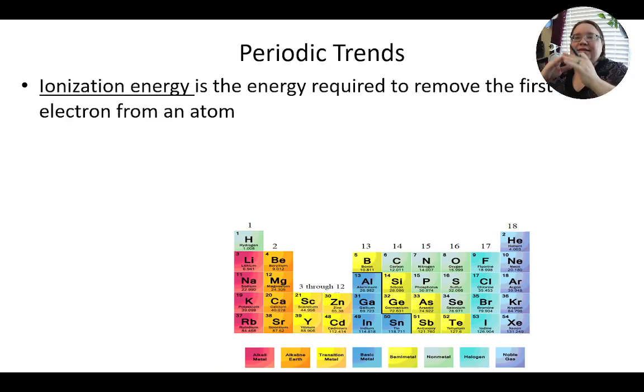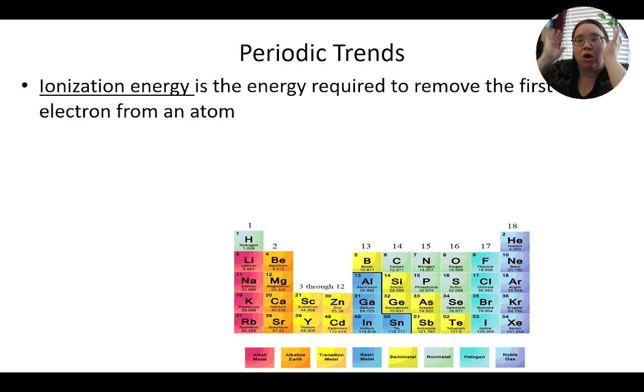So, last trend, last pattern. The last trend is ionization energy. Ionization energy is the energy needed to remove an electron. For our first chemistry class, we're only looking at first ionization energy, and it's just the energy needed to remove that first electron from that outer energy level.